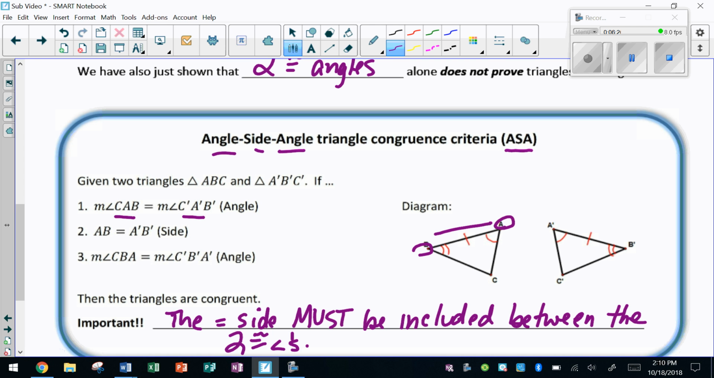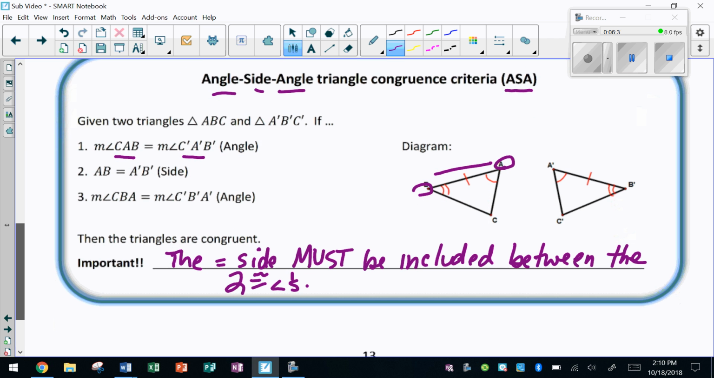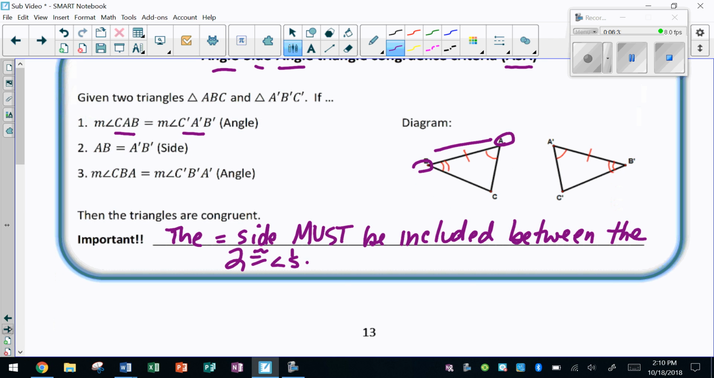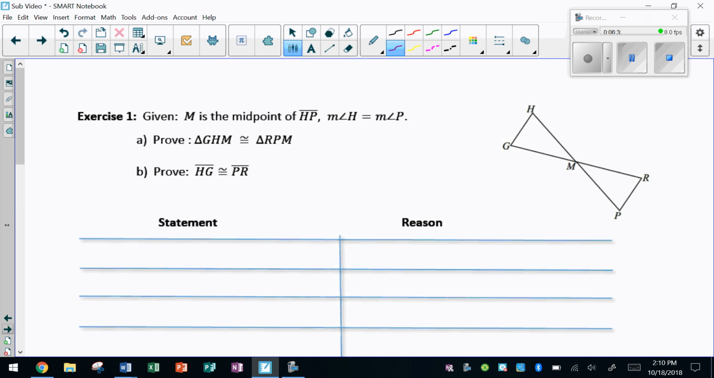Okay? All right. And of course, if you have questions about this, you come and see me on Monday. Flip your page, go to the other side. Let's take a look at exercise 1. And let's see what we have.